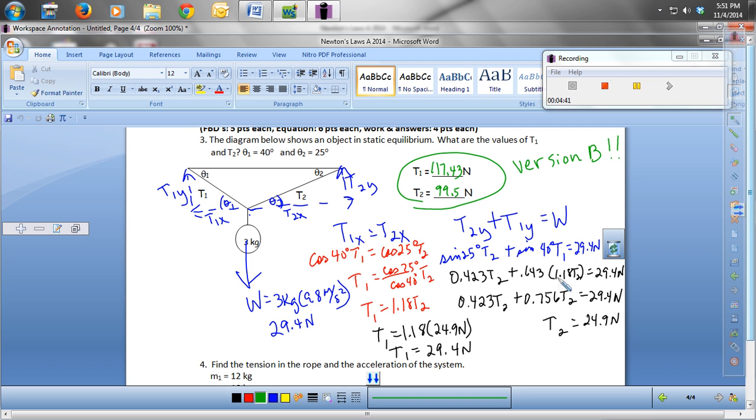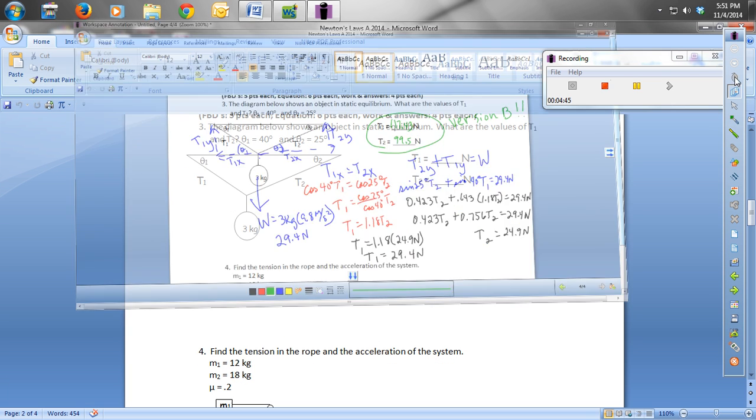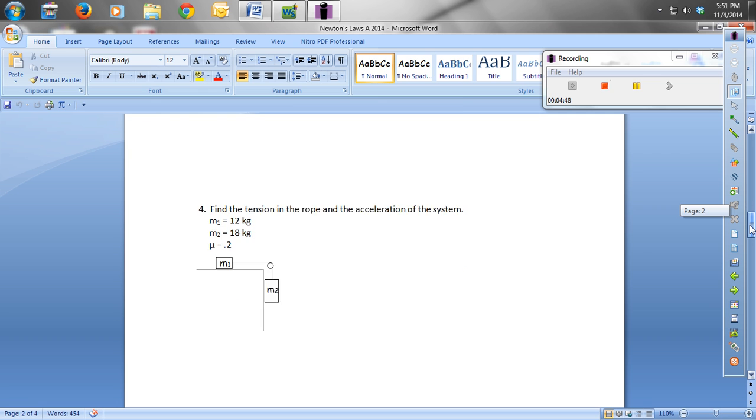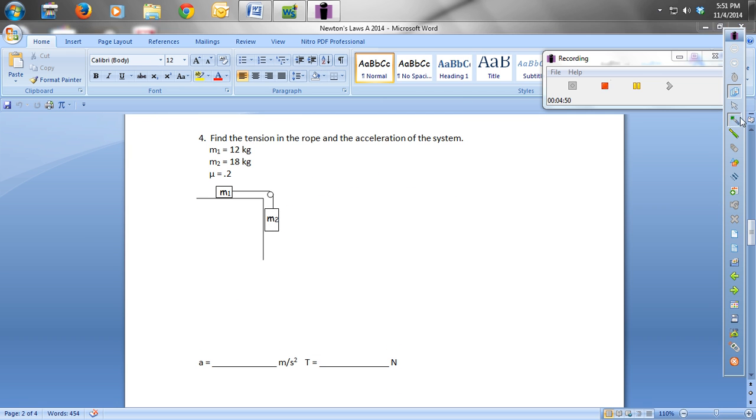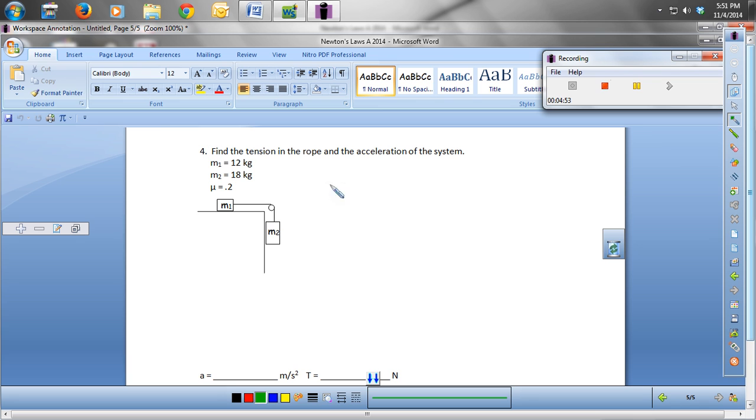Alright, so pause it if you need to, because I'm fixing to erase that and move on to number 4. Alright, number 4. Free body diagram is the place to start. So M1 has weight 1, tension, force normal, and friction. Again, you have to have arrows to show me that you know which direction the forces are acting. Mass 2 had weight 2 down and tension up.